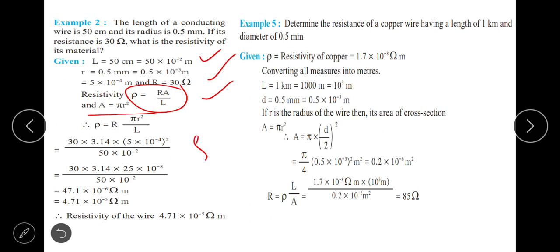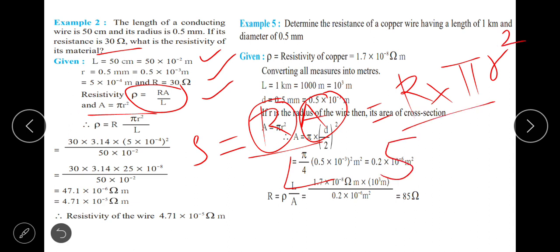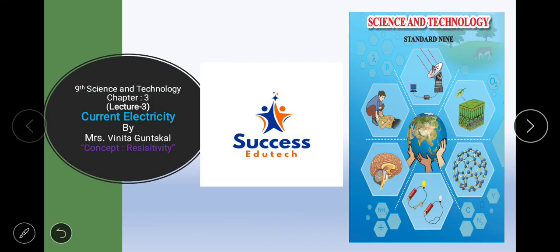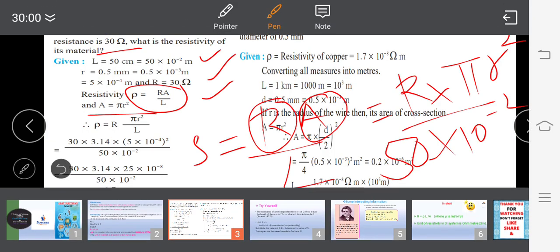So area is pi r square for a circle. So when you put rho is equal to RA by L, you know the value of R given as 30 ohm. You know the value of area? You will put it as R into pi r square divided by length, which is given. Here it is 50 into 10 raised to minus 2. And the value of pi is 3.14. And r is how much? Radius is given as 0.5 into 10 raised to minus 3. And you have to square it. So at that time, you will square it.